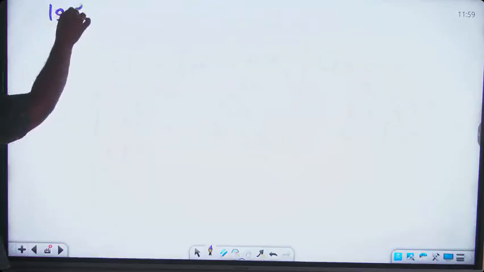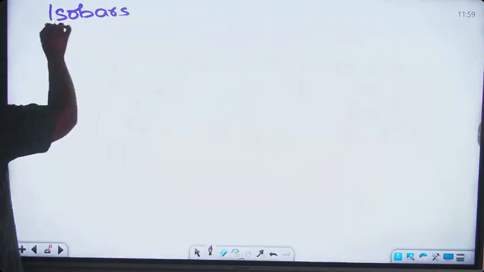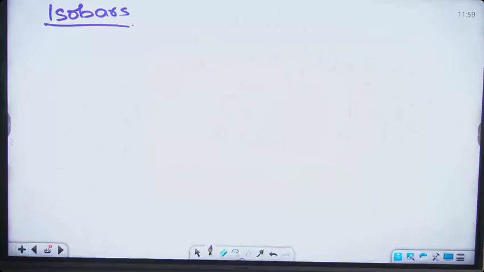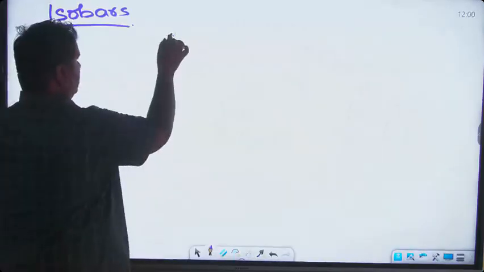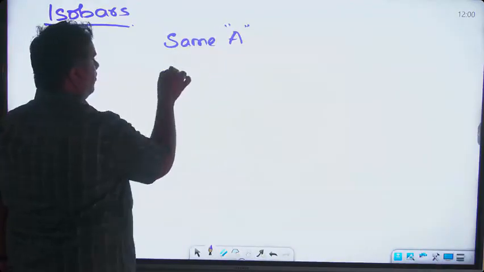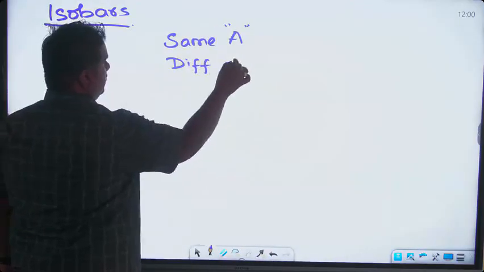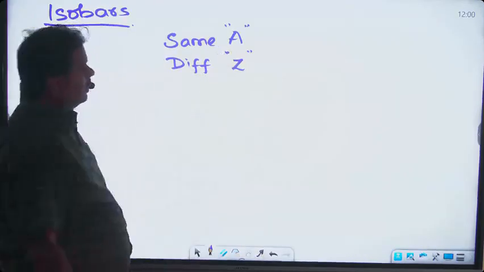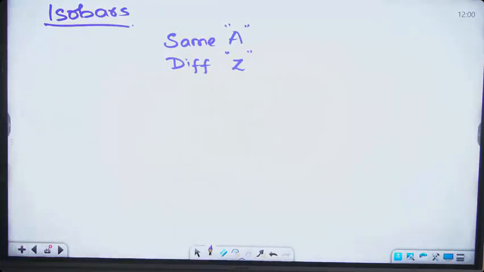Then moving on to the next one, that is isobars. Now what are these isobars? The elements which have the same atomic mass but different atomic number, they are known as isobars.